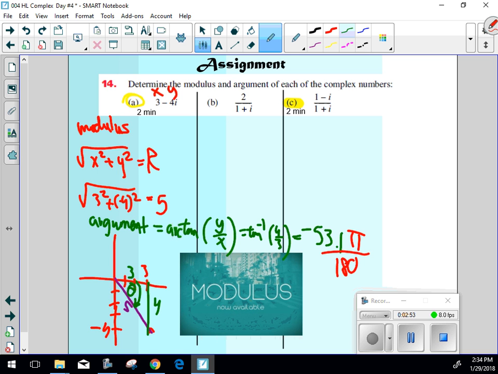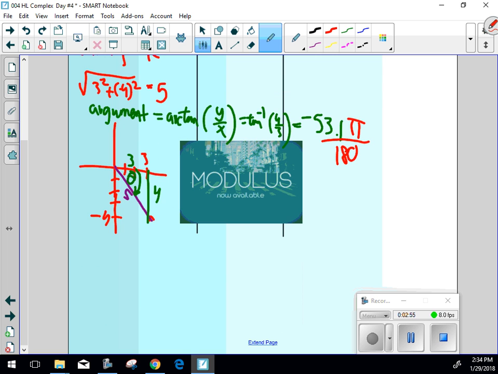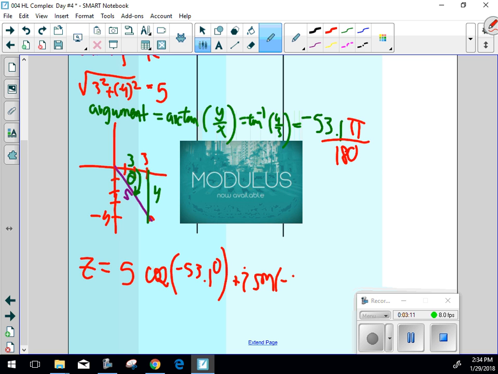So my answer for this problem is z is 5 times the cosine of negative 53.1 degrees plus I times the sine of negative 53.1 degrees. That's kind of long, isn't it? Yeah, that's a little long. Let's shorten it up a little bit.